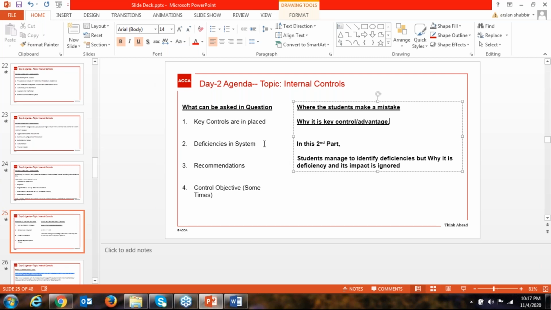This is the biggest mistake the examiner mentioned in their article: students manage to identify deficiencies, but why it is a deficiency and its impact is ignored. Please highlight this. Students can give the recommendations; the examiner did not say anything about the recommendation, so that is okay from the student side.